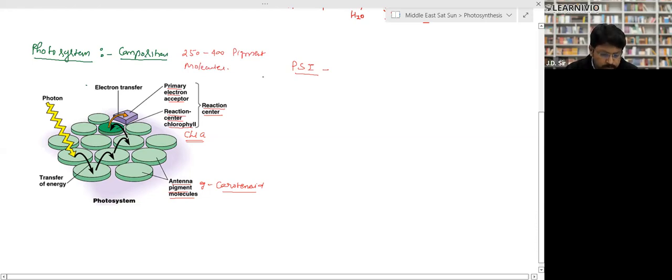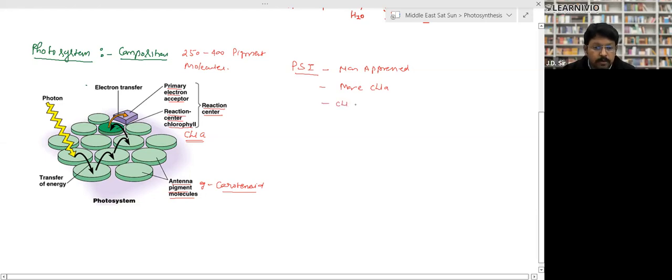Next point. Photosystem 1, PS1. It is located on the non-appressed part of the grana thylakoid. PS1 has more chlorophyll A molecules.